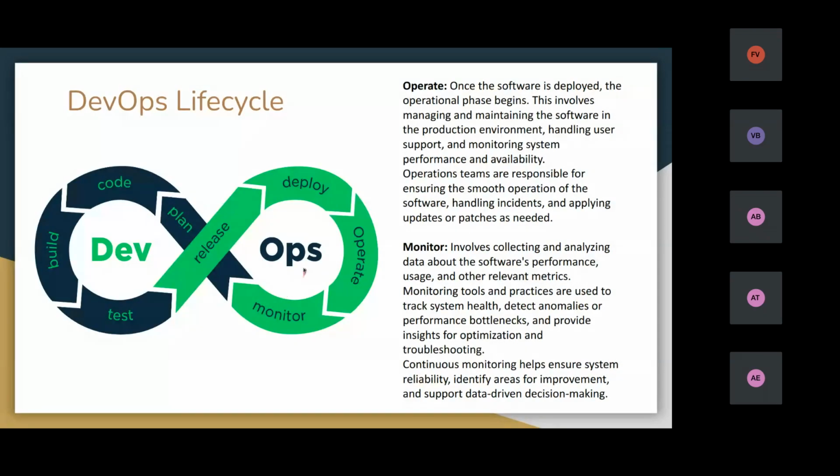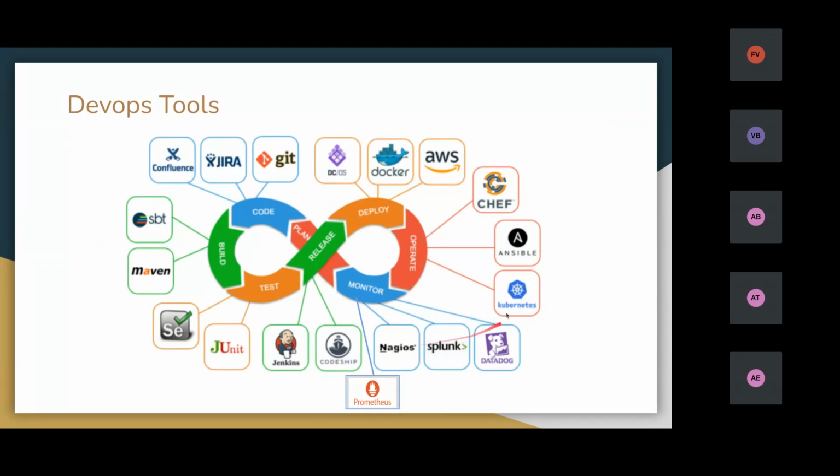Here continuous monitoring is done. And after monitoring, if any error or any high load, anything like that comes, the notifications will be sent, like email notification, SMS, or Slack notification.